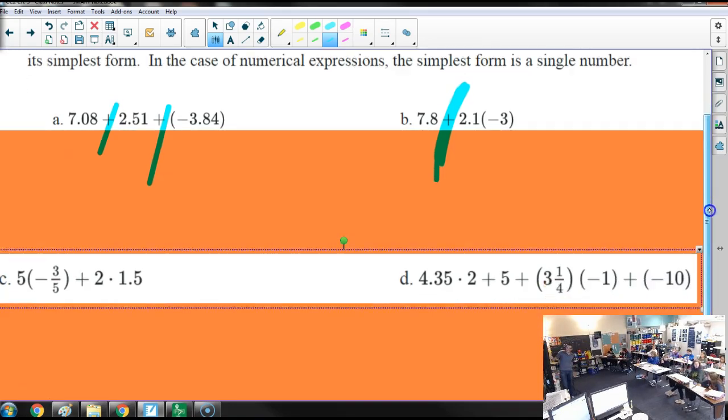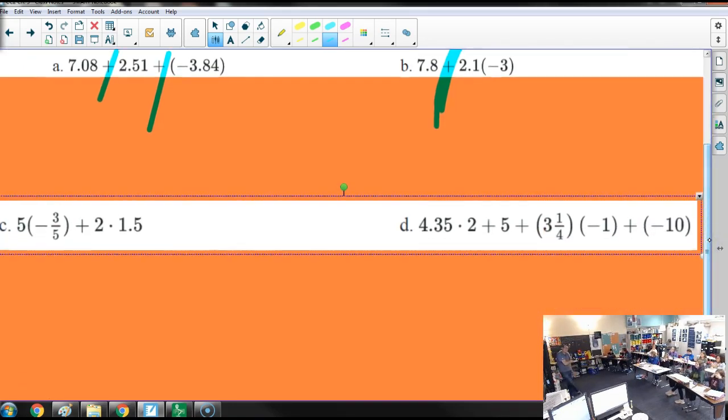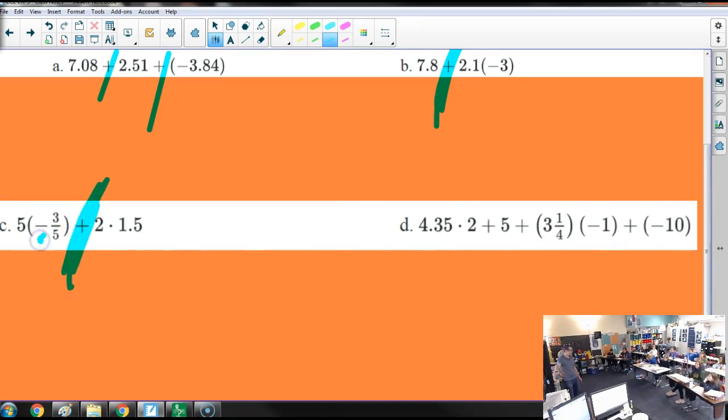That's a negative. In C, give me fingers. How many terms are there? How many do you think? 2. Big max up. 2. Because the plus separates it. That's a negative, right? Negative 3/5. That's a multiplication. We only have 2 terms.